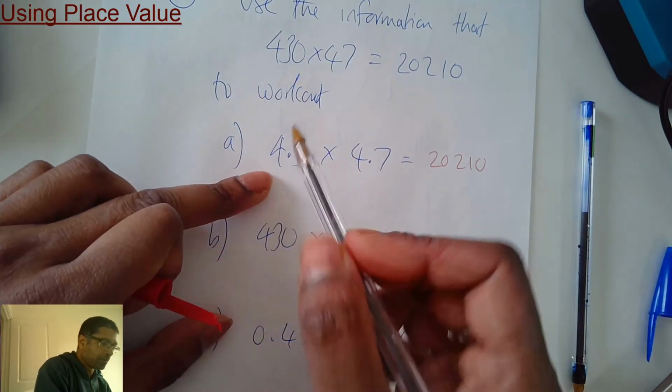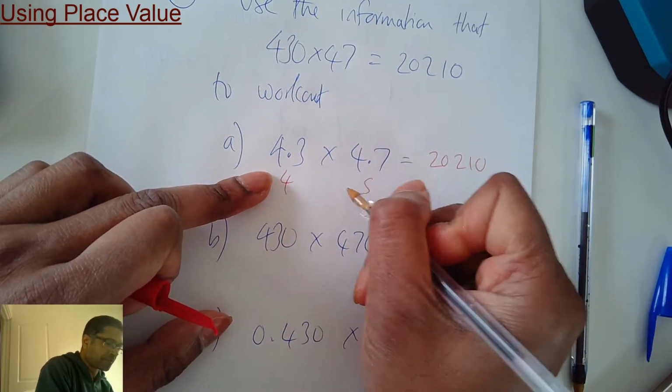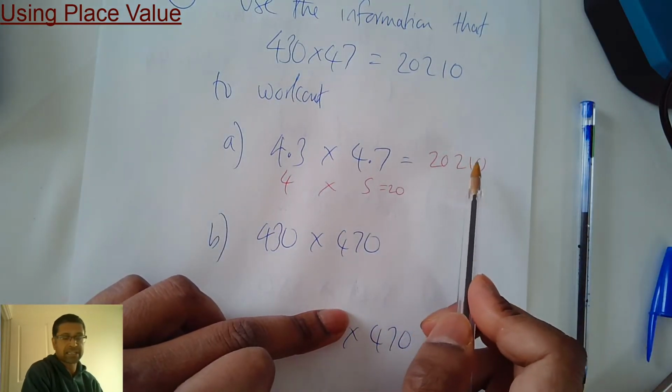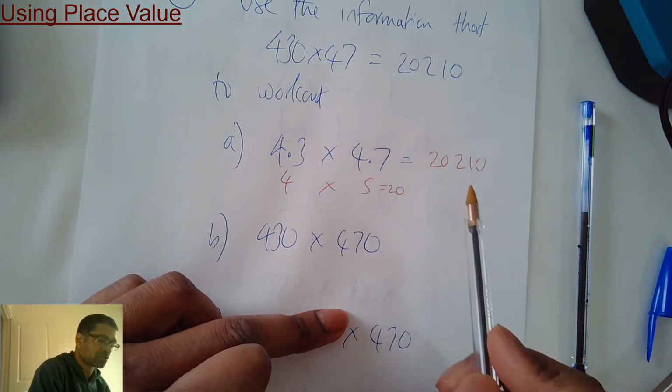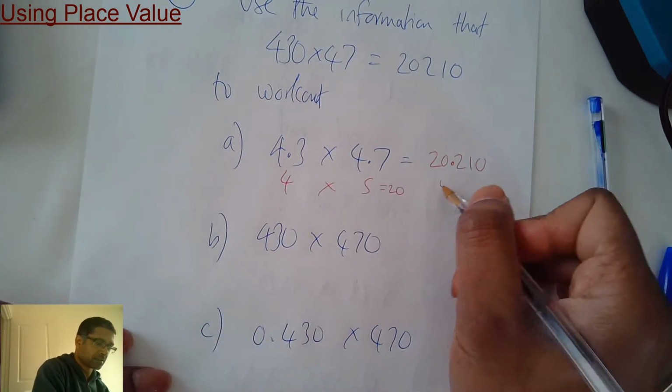So 4.3 is around about 4. 4.7 is close to 5. 4 times 5 is 20. So how would I make that number? Where would I put that decimal point to make that close to 20? Right there. That's the correct answer.